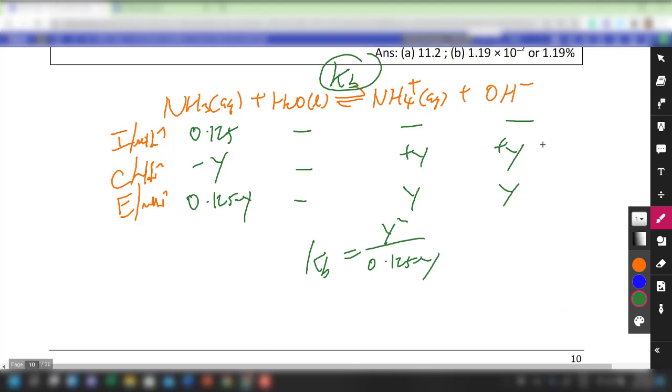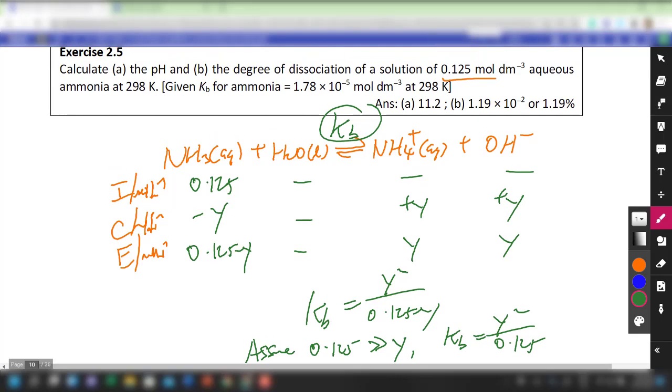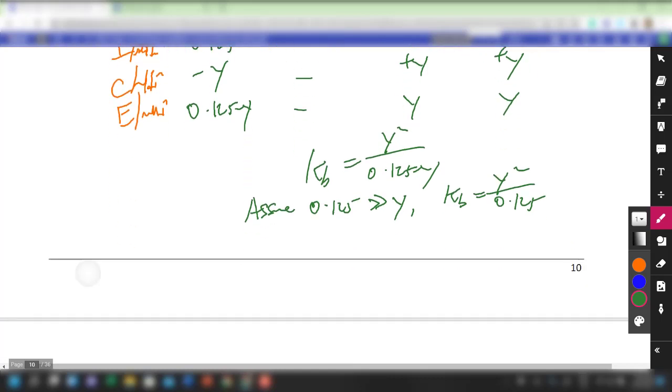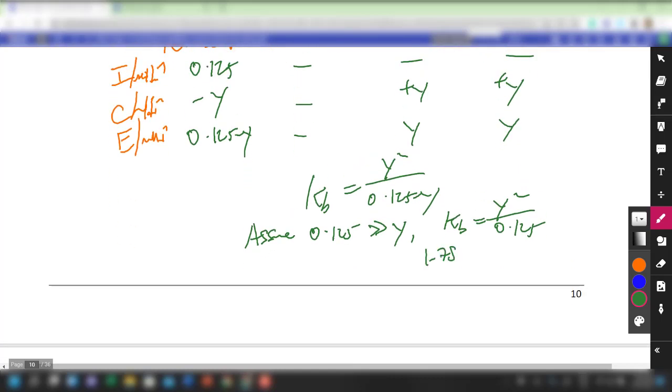Yeah, and over here we are going to make the assumptions. So we are going to assume that the initial concentration of ammonia is way greater than the extent of ionization. So therefore my Kb is equal to y squared over 0.125. And then I'm supposed to calculate the pH. So I'm given a Kb value, that's 1.78 times 10 to the power minus 5. So 1.78 times 10 to the power of minus 5 multiplied by 0.125.